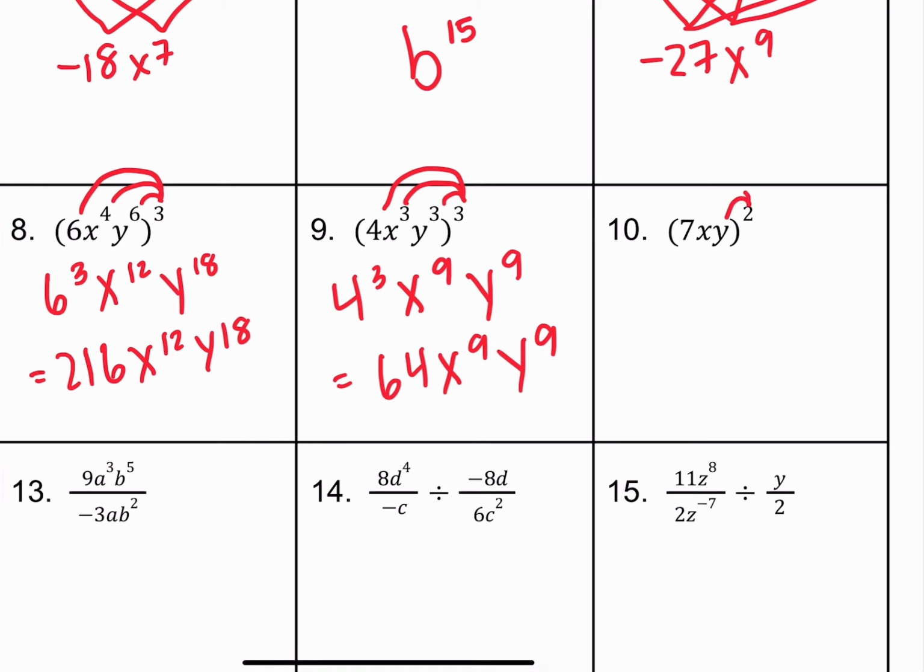Number 10, this time you would have to multiply the 2 into the 7, but that would be 7 squared, x squared, y squared. 7 times 7 on your calculator gives you 49, x squared, y squared. And that would be the final answer.